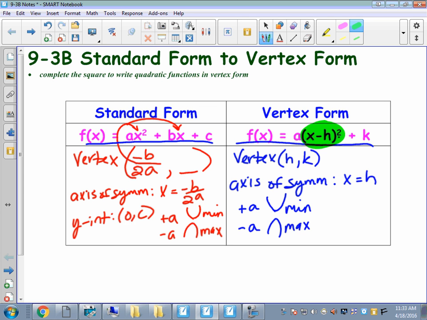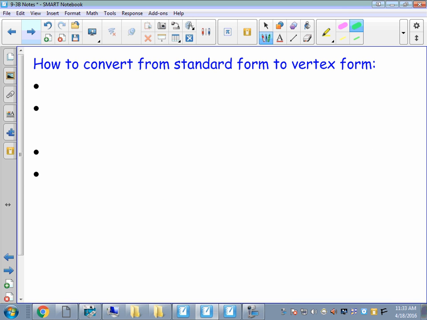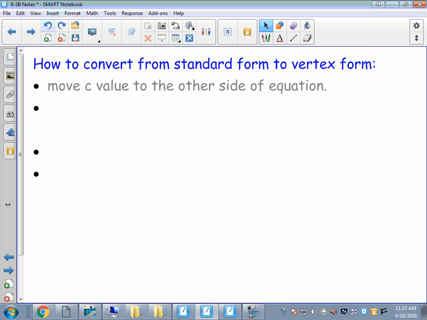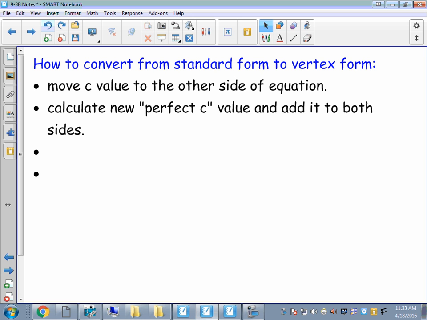I'm going to show you a quick little thing that we did back when we were factoring. Sometimes trinomials actually end up being a nice perfect square like that. And so to convert, one of the very first things that we have to do is move c to the other side of the equation. We're going to move out the old c and bring in a better, perfect c. We're going to make these perfect squared trinomials, and that's the thing I need to review real quick. We're going to calculate the new perfect c value and add it to both sides.